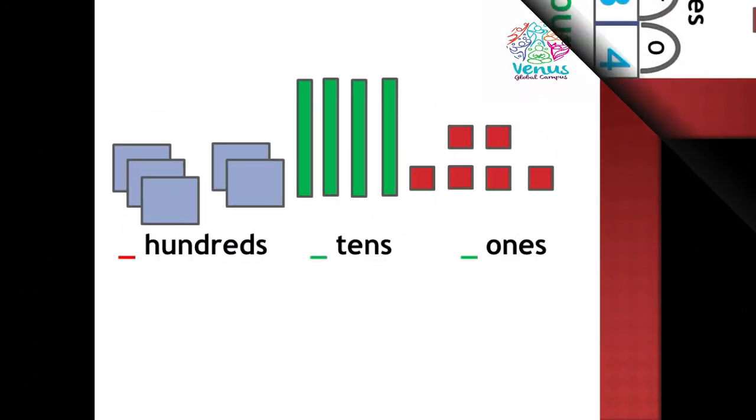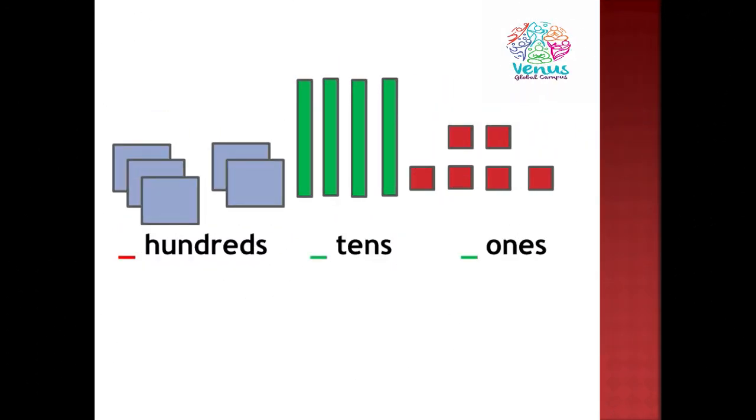Similarly, see here children, how many hundreds are there? 1, 2, 3, 4, 5. 5 hundreds. How many long stacks are here? 1, 2, 3, 4. That is 4 tens. How many small squares? That is ones. 1, 2, 3, 4, 5, 6. 6 ones. So this we can write as 546.